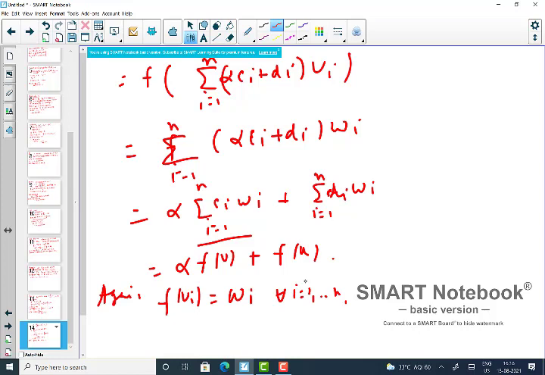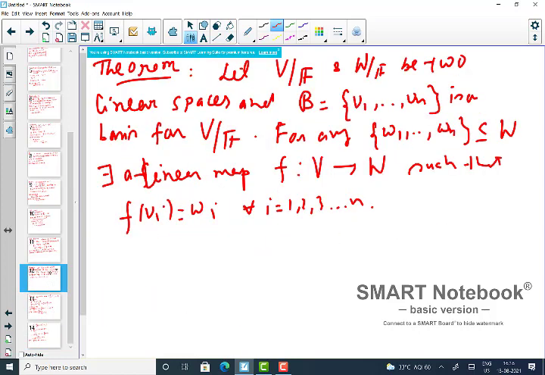The question is whether this map is unique or not. So I must write in the definition that there exists a unique map. This is the symbol for unique. You must say there exists a unique map. This is the meaning: the map is unique. So we need to say that there should be a unique map.